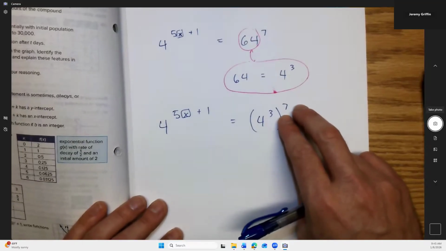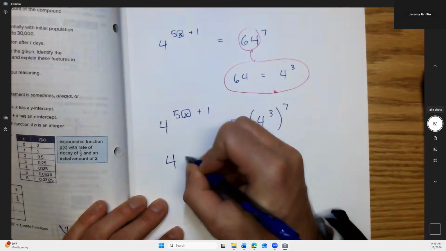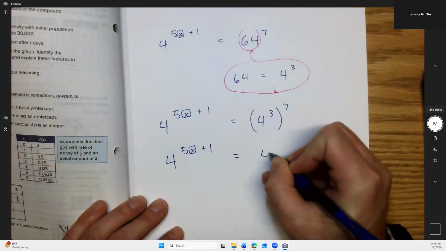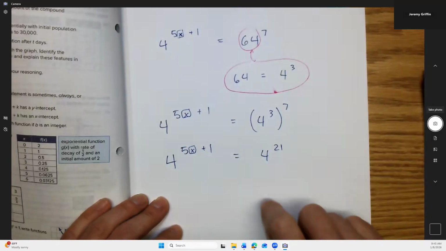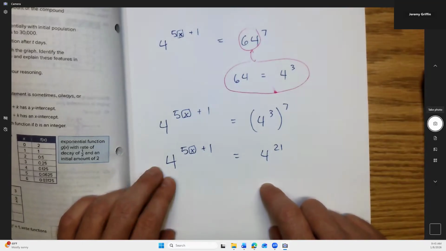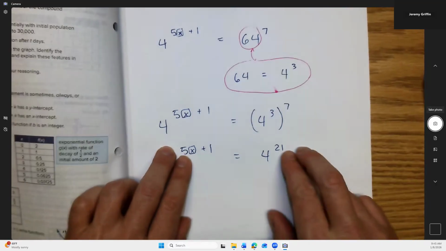So this is 4 to the power of 21. On the left side, 4 to the 5x plus 1, and the right side is 4 to the power of 21. How many guys see the next step? Well, subtract 1. Guys, 4 to the power of this is equal to 4 to the power of that.